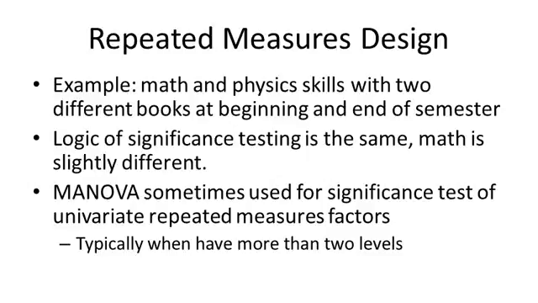MANCOVA can also be used for repeated measures design. So for example, if you have math and physics skills that you're tracking when you are looking at two different books at the beginning and end of the semester. The logic of the significance testing is the same again, but the math is going to be slightly different. MANCOVA can actually be used for the significance test of univariate repeated measures factors, and this is typically done when you have more than two factors. So basically, if you have a lot of time series data points that you're taking, MANCOVA will be actually pretty good and robust enough for this stuff.